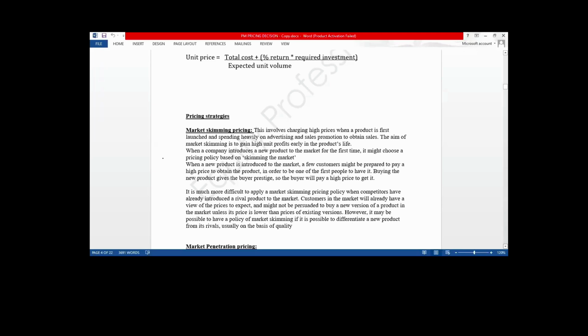Let me take that introduction again. When a company is planning to introduce a new product to the market for the first time, the company's management must decide on the appropriate pricing strategy to use to be able to launch that product onto the market.